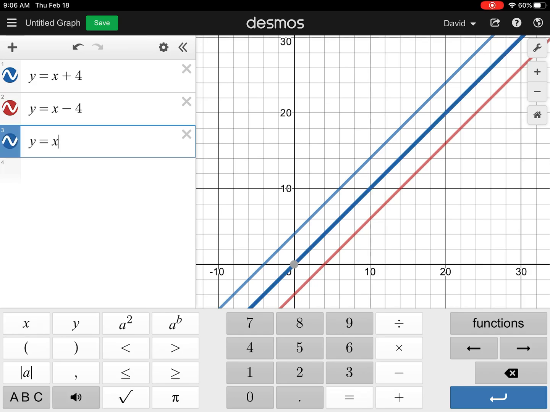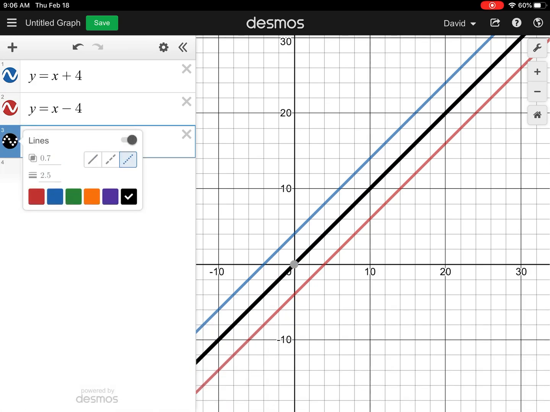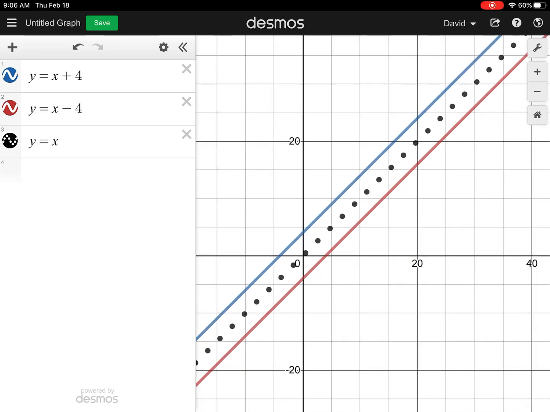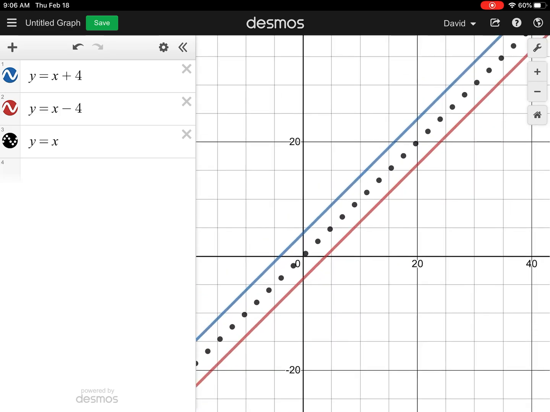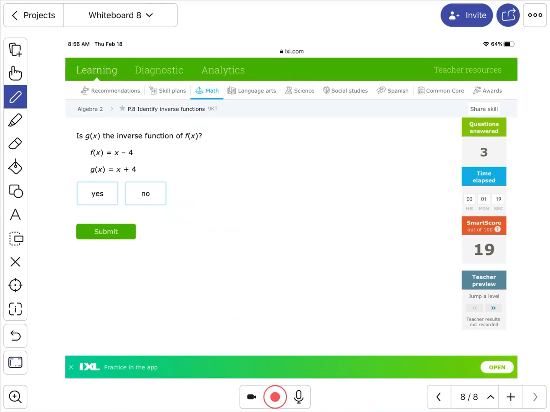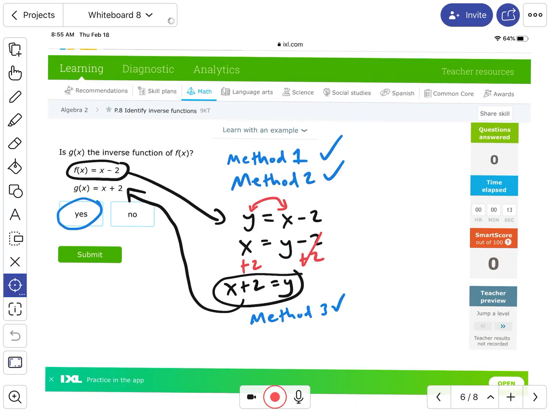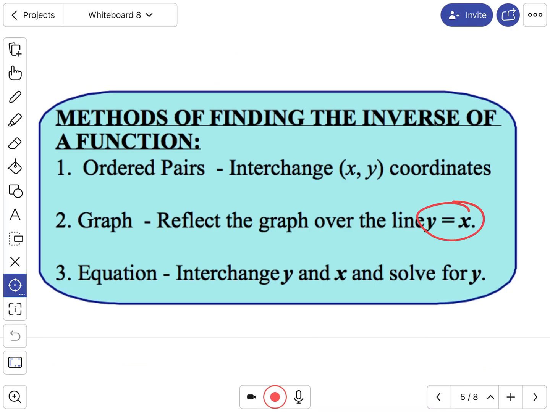But I'm going to do the line of symmetry. That seems to me a little bit less work. Yeah, this does look like the line of symmetry to me, so I would most likely pick yes on this one. But that's up to you. Sometimes it might be very difficult to see if that line of symmetry is exactly right in the middle of the two. But yeah, that's me going through each of these methods.